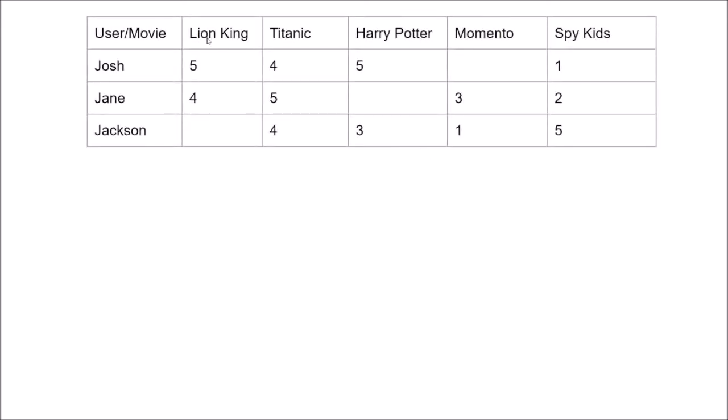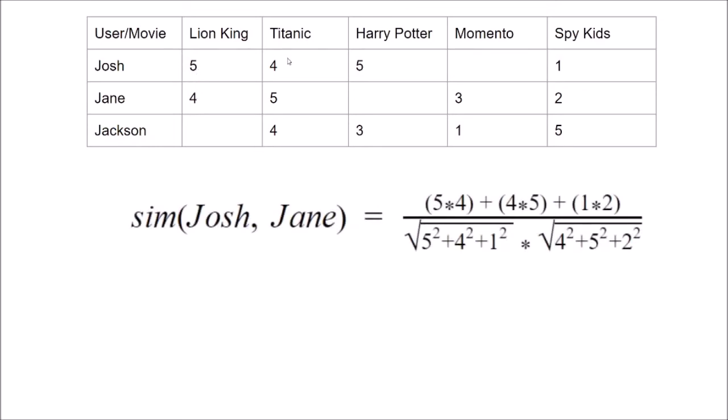So, if we want to find the similarity between Josh and Jane, we multiply the matching values between each of the users and leave out movies with missing values. We start with The Lion King, which is 5 for Josh and 4 for Jane. Next, we do Titanic, which is 4 and 5, and then Spy Kids, which is 1 and 2. We then divide these by the magnitudes of Josh and Jane's ratings, and we get a similarity of 0.966.